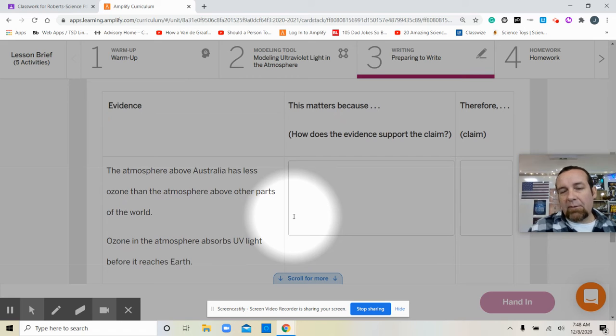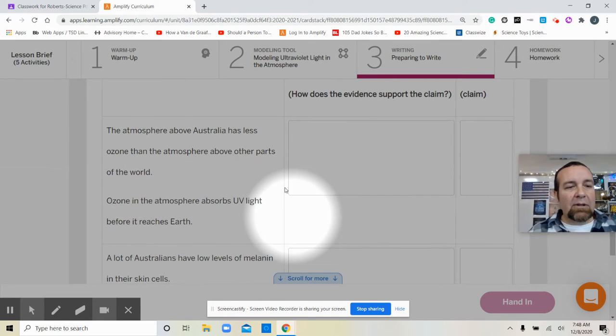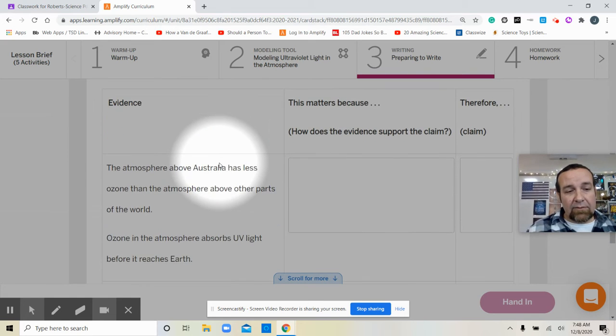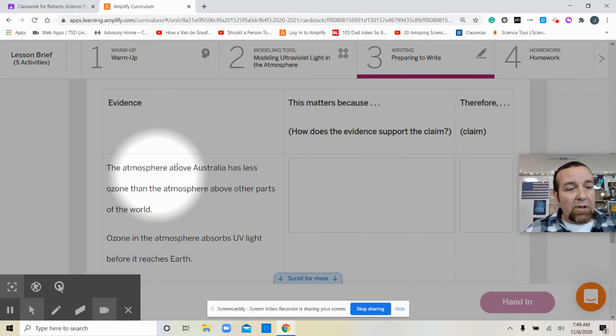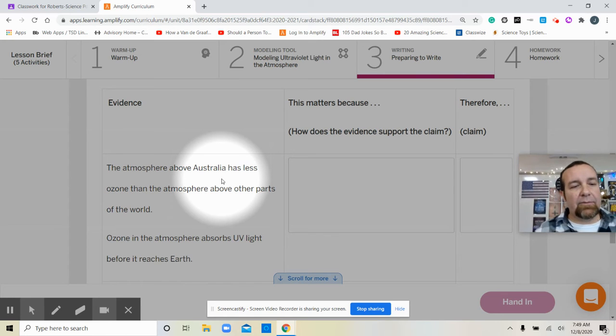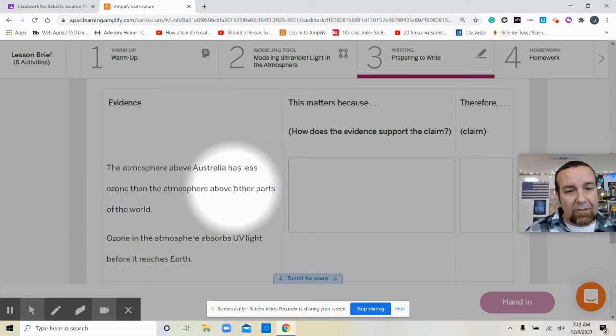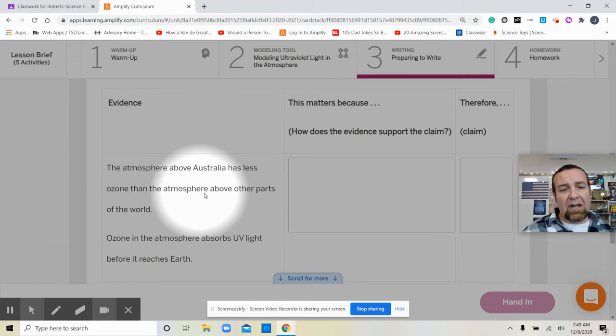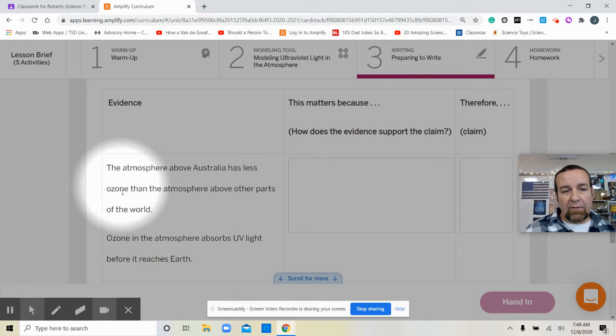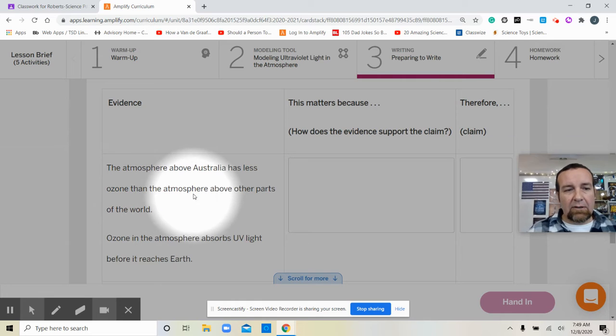So down here, this is our reasoning tool. On the left side of our column, we have the evidence that we've seen so far. Let's go through the evidence first. The atmosphere above Australia has less ozone than the atmosphere above other parts of the world. This is a relatively new piece of evidence, and I want to make sure we all realize this: that's really one of the big issues with Australia, the depletion of the ozone layer above that particular continent.